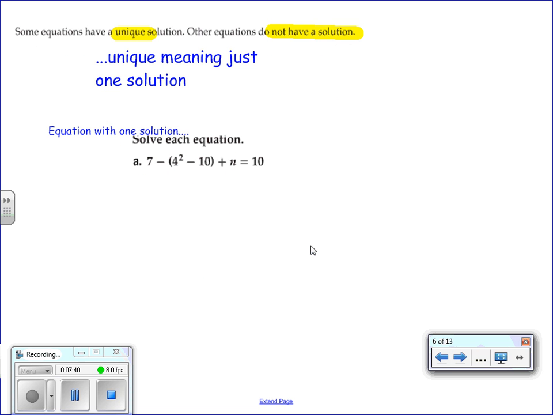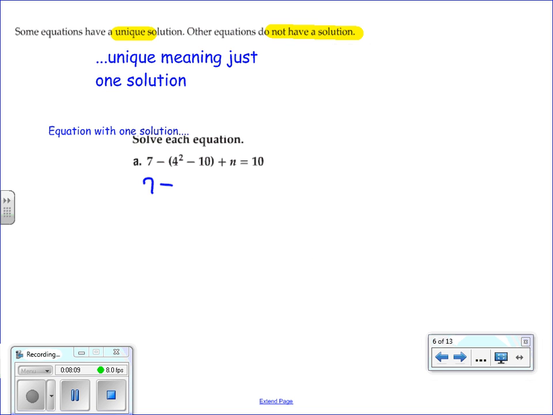And when we're talking about equations, some equations will have what they call a unique solution, meaning there's only one solution. Unique means one of a kind, right? So there's only one solution. Other equations we run across may not have any solution at all. Here's an example of an equation with one solution, and we're going to solve this equation together.